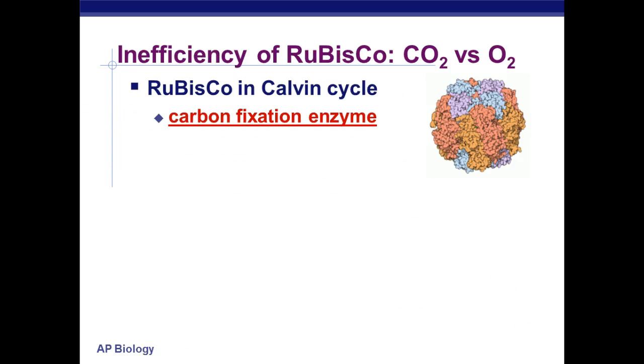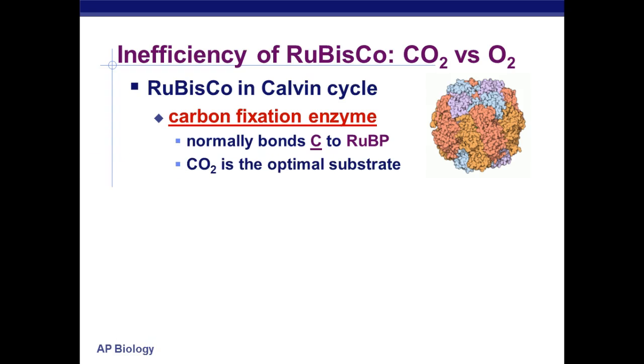Where does this problem stem from? Well, if you recall, the main enzyme involved in the Calvin cycle is called rubisco for short. It's got a longer name. It's the enzyme that fixes carbon. It takes the carbon from carbon dioxide and it bonds it to a 5-carbon molecule called RuBP.